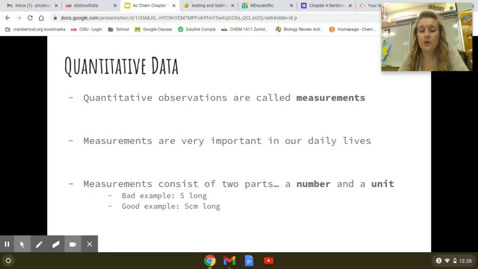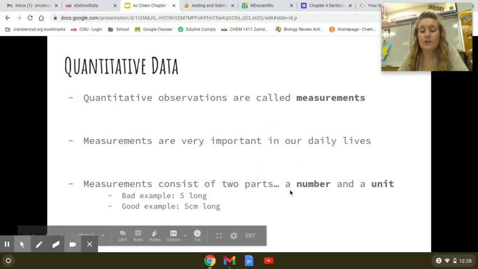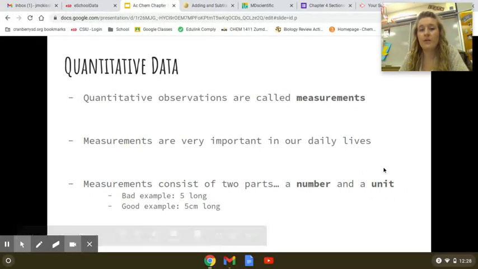Measurements consist of two parts. Obviously, the first one is our number, and then the unit is also really important. So from now on, anytime you give me an answer, it should have a unit with it. Okay, so even if it's 9 bowling balls, you still need to tell me it's 9 what. If you just say 9, then I have no idea what you're talking about.